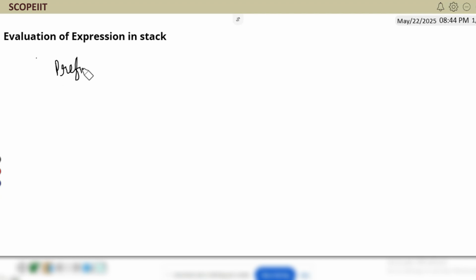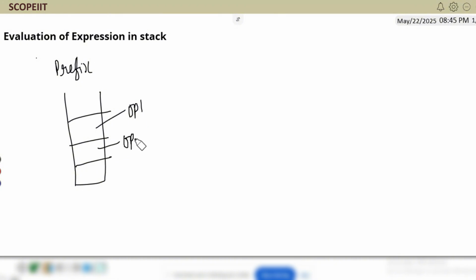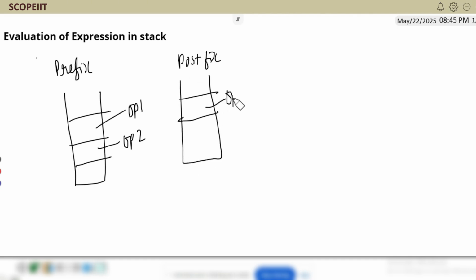If your given expression is prefix, then the last value is your operand 1, and the second last value is your operand 2. Similarly, in a postfix expression, the last value will become your operand 2 and the second last value will be considered operand 1. This is a rule you should follow.